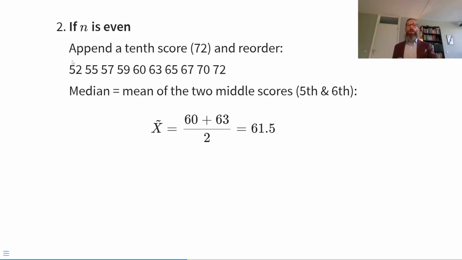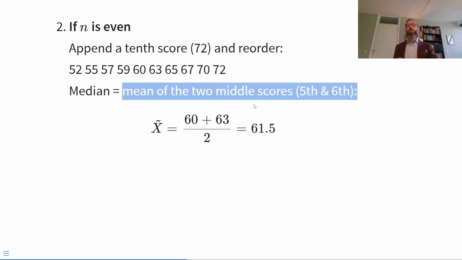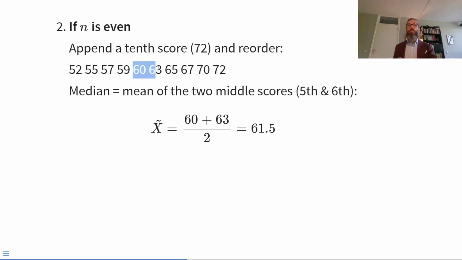Of course, it can also happen that you have an even-sized sample. So let's add one more score. Now we have 10 observations. There is no exact middle mark. We would again order all of the scores, but the median will now be the mean of the 2 middle scores, so the 5th and the 6th observation. So that is 60 plus 63 divided by 2. The median is 61.5.